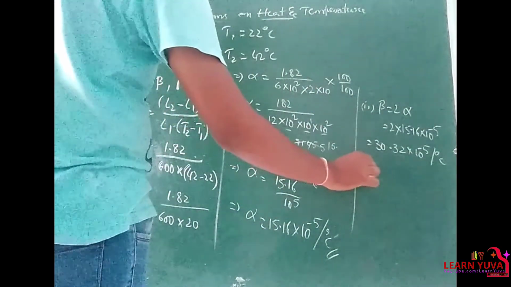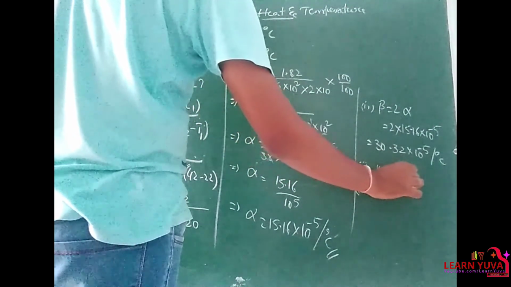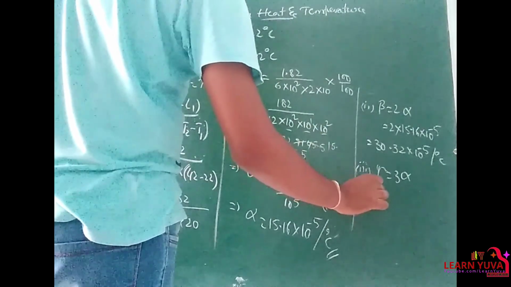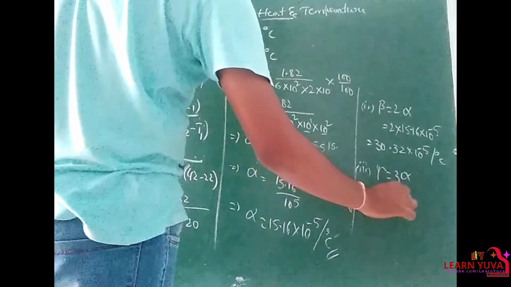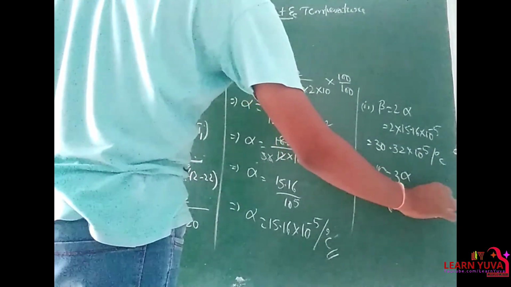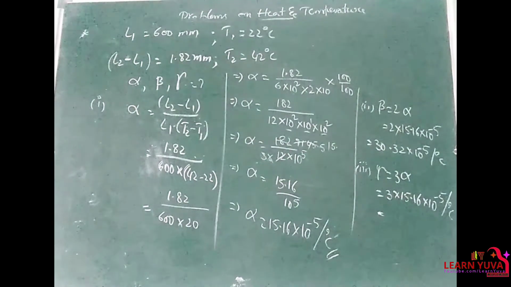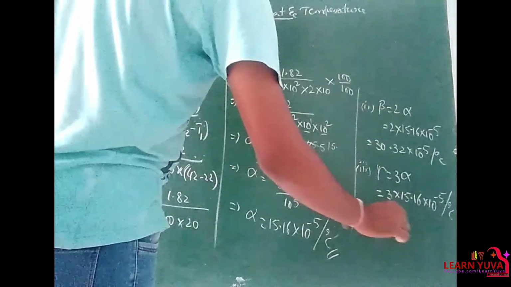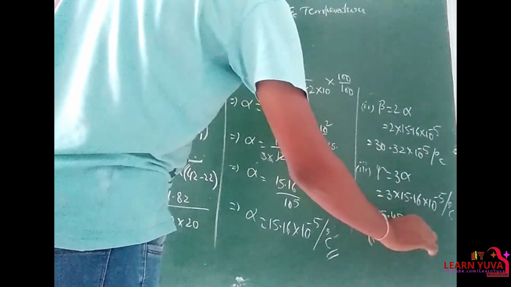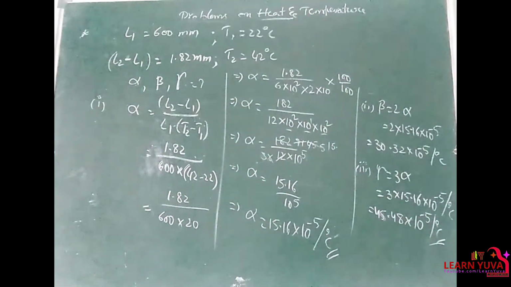Third one, gamma. Gamma is equal to 3 alpha, so that is equal to 3 into 15.16 into 10 power minus 5 per degree Celsius, which is equal to 45.48 into 10 power minus 5 per degree Celsius. So these are the answers.